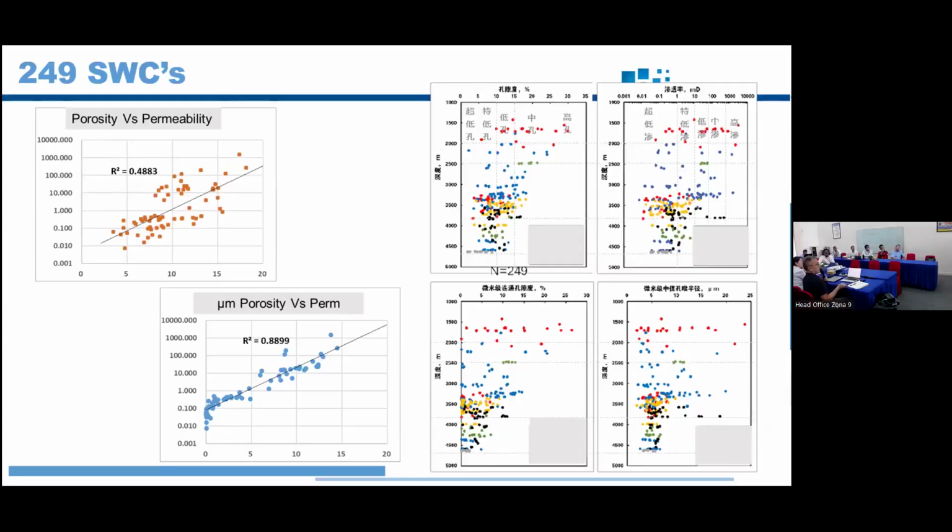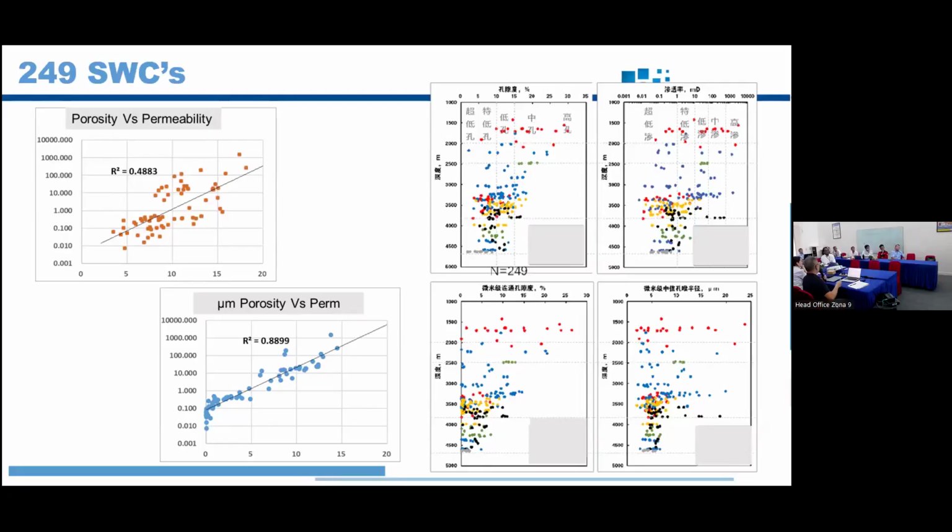So this is what we use, where you use the similar data. This is a kind of key finding or discovery of our technology. We found the big pores, we call micron pores, have much stronger relationship with permeability.